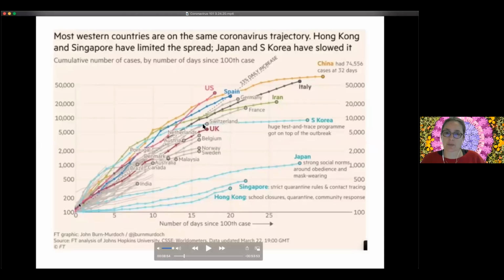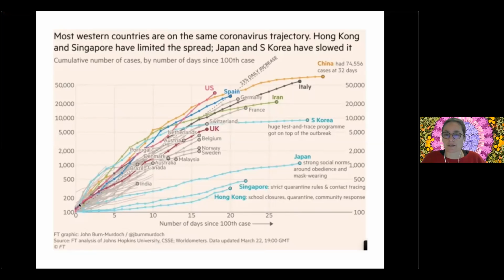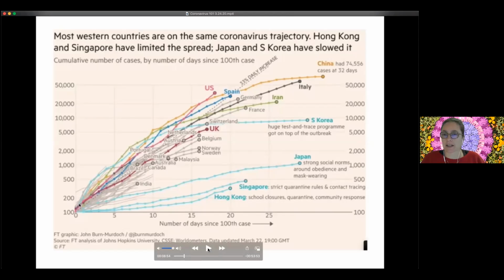So this type of plot doesn't actually exist for current data, but I do recommend that you all go check out this from the Financial Times. This guy, John Burn-Murdoch, hopefully you can see in the bottom left-hand corner, has made a number of really useful plots of CoV-2 data that I think some of you will find interesting.